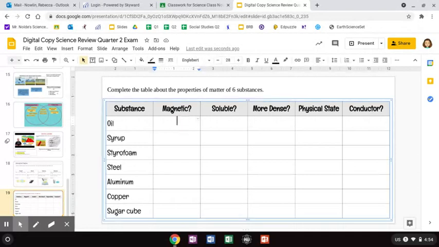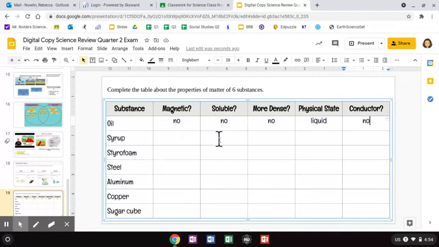So oil is not magnetic. It is not soluble. It is not more dense, so no to more dense. It is a liquid. It is not a conductor. So you're just putting yes or no in every column except for physical state. In physical state, you have to put solid, liquid, or gas. But in the rest of the columns, you're just answering yes or no to the question.